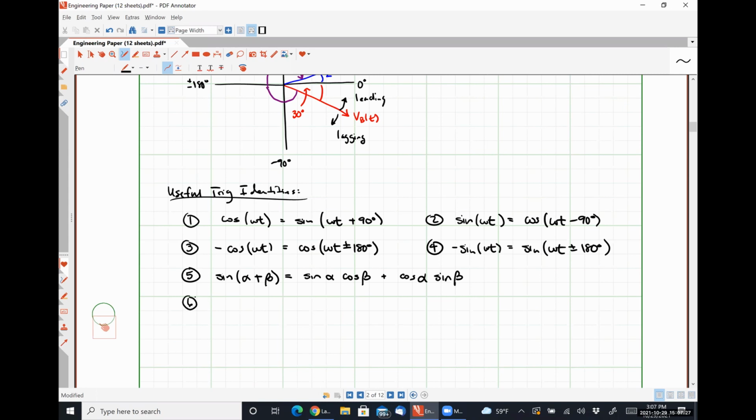Number 6, cosine of alpha plus beta is equal to cosine alpha cosine beta minus sine alpha sine beta. I did not get the sign in the middle incorrect. It is supposed to be a minus sign there. Remember this one. I'm going to put a star by it. It's going to be the one that winds up getting used the most, and it has a very handy shortcut built into it that I'll explain in a little bit.